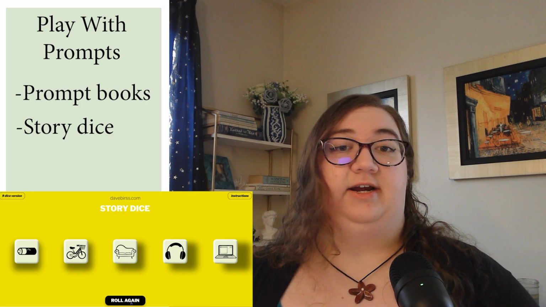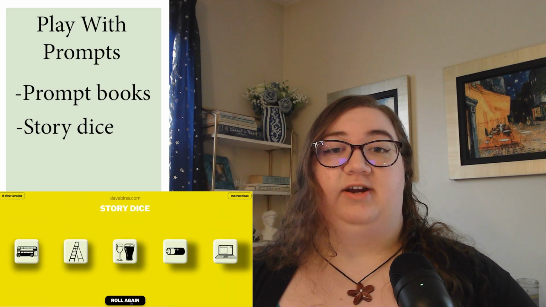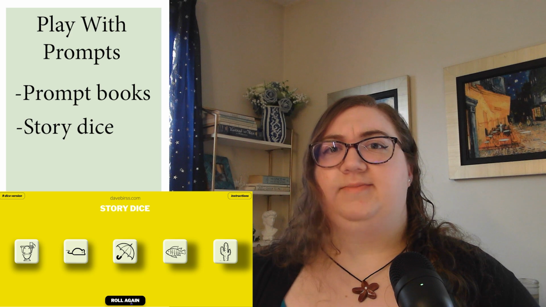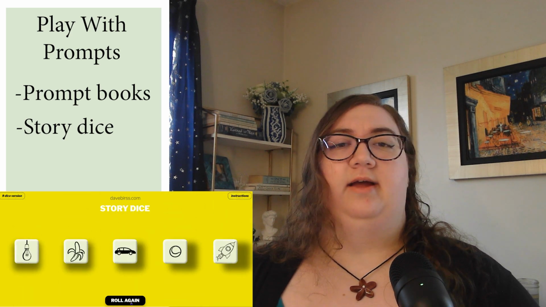Or you can go to the Story Dice website. Here, you can click to roll 5 or 9 dice to get a variety of elements. You can't separate them into specific genres, but a lot of the elements can be used in a variety of genres. On my roll, I got a ghost, a camera, a car, a guitar, and a snake.